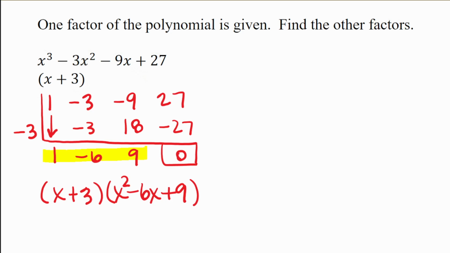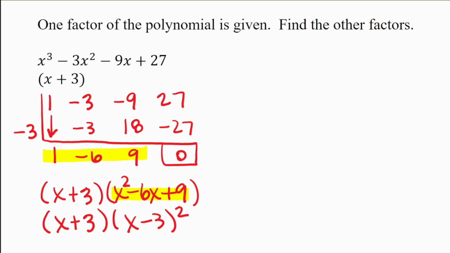Okay. And then you're going to have to say to yourself, okay, this thing that I just got, is it itself factorable? And x squared minus 6x plus 9 is indeed factorable. I can think of two numbers that multiply to positive 9 while adding to negative 6. That would be negative 3 and negative 3. So I've got x plus 3 times x minus 3 times x minus 3, which I could just write like that.